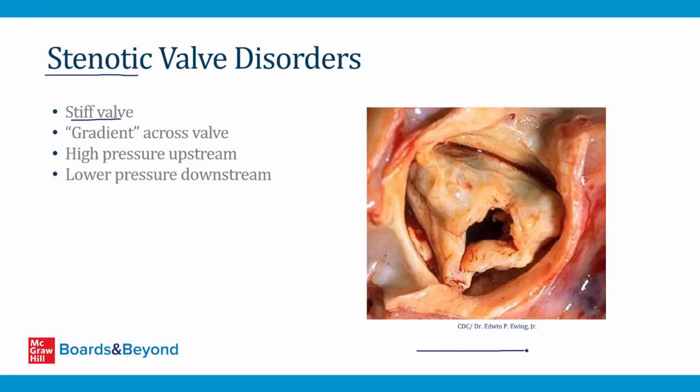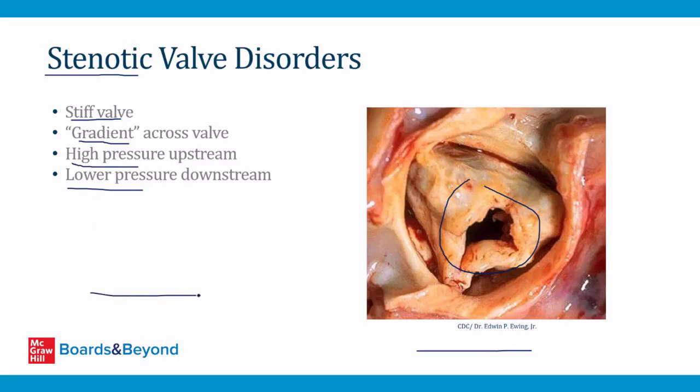For example, this is a picture of aortic stenosis. These aortic valve leaflets are very thick and they're not going to open normally, and that's going to cause aortic stenosis. Anytime this happens, there will be a gradient across the stenotic valve, and it's very important to understand this concept of hemodynamics. So what's going to happen when there's a stenotic valve disorder is there will be high pressure upstream of the valve and lower pressure downstream, and this will create a pressure change across the valve, and that's called a gradient.